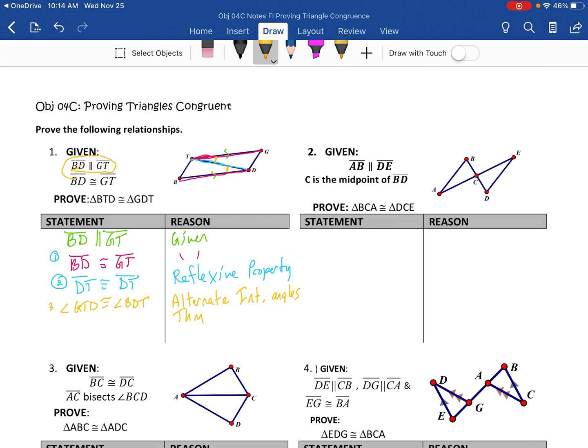Now I have my 3 things. I have 1, 2, there's my 3rd thing. I have 2 sides and an angle. I look, yep, my angle is included on both of them. So I know triangle BTD must be congruent to triangle GDT by side angle side congruence. Okay. All right, so that's the first one. So these ones, you're just kind of going to extend it. You're going to be using some of the things about parallel lines and stuff.